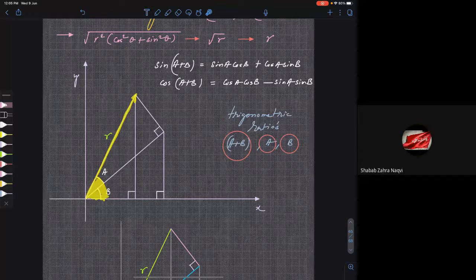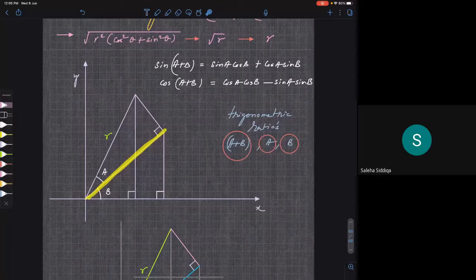Yes, sir. So this angle is A plus B. Now, after that, at an angle A, I drew another line here. Can you see? Now I have three angles. I have angle A plus B, angle A, and angle B.